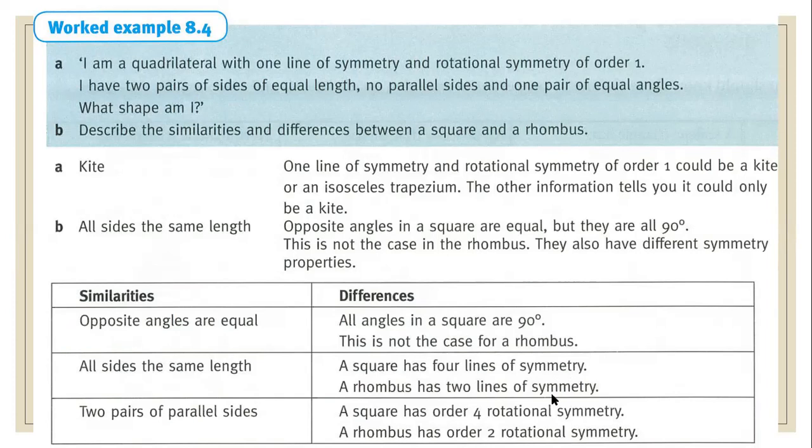A rhombus has two pairs of parallel sides. And what is the difference? All angles in a square are 90, and that is not the case for a rhombus. In a square it's 90, but in a rhombus it's not 90. The square has four lines of symmetry, but the rhombus has two lines of symmetry. The square has order of rotation four and the rhombus has order of rotation two. So you need to remember all this.